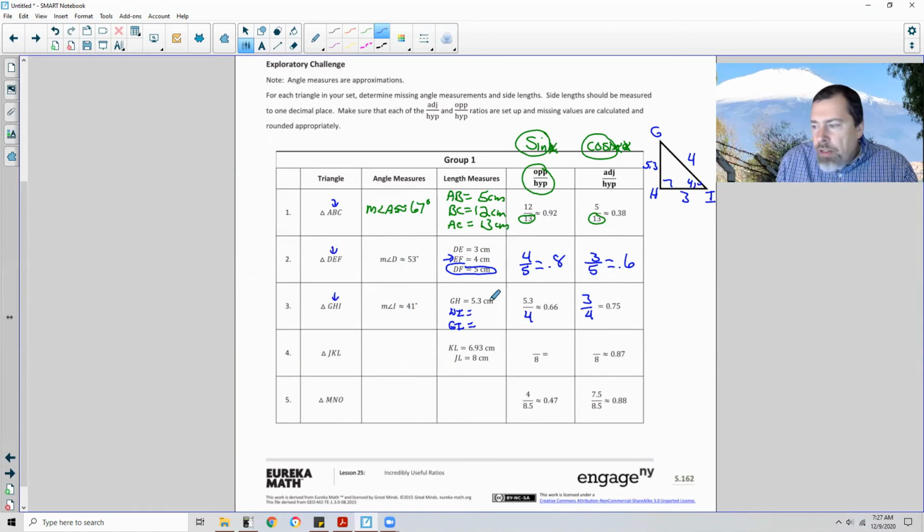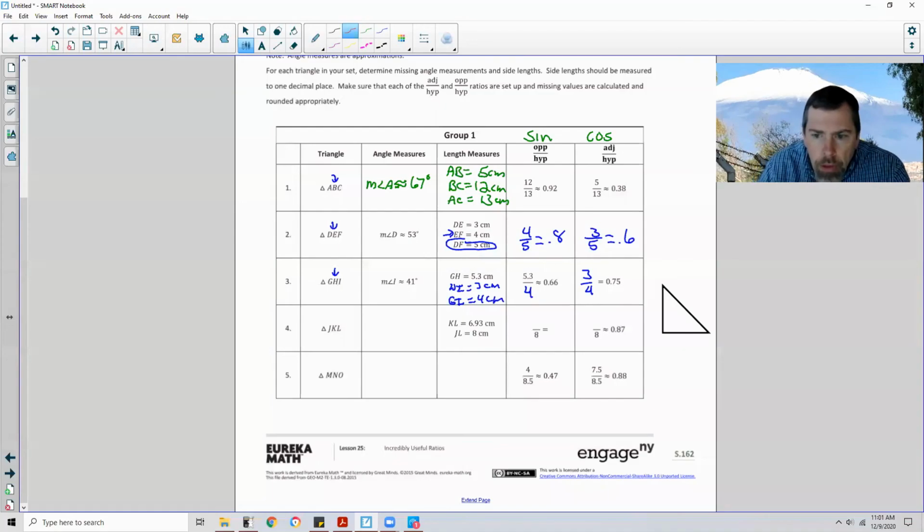Okay. The measure of angle I was 41. Then we can find G, but it doesn't ask for it. HI is 3 cm and GI is 4 cm. Okay. Okay, number 4, I just cleaned this up, brought this down. The denominator is 8, denominator hypotenuse 8.